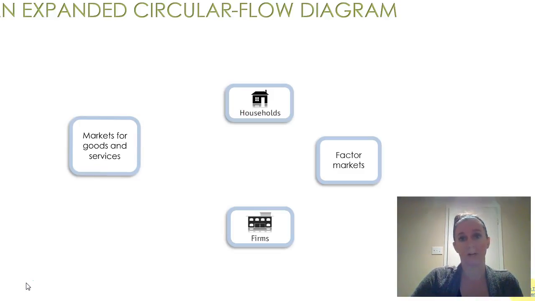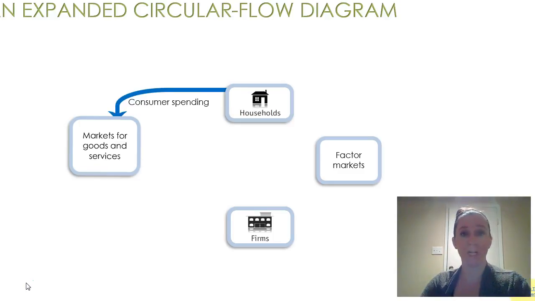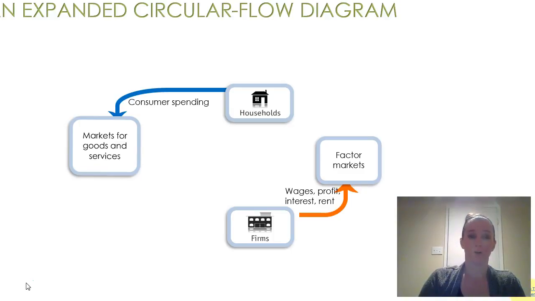So first, what we're going to talk about are the households and firms, which is pretty basic. And the way we think about it is households, what you guys may be familiar with, would be consumer spending. You spend money on goods and services. So you spend money in the market for goods and services, and firms will also pay their workers in turn in wages, profit, interest, and or rent. So this is the money flowing out of the firms. So the money flowing out of the households would be your consumer spending. The money flowing out of the firms would be considered wages, profit, interest, and rents that go into what we call factor markets.